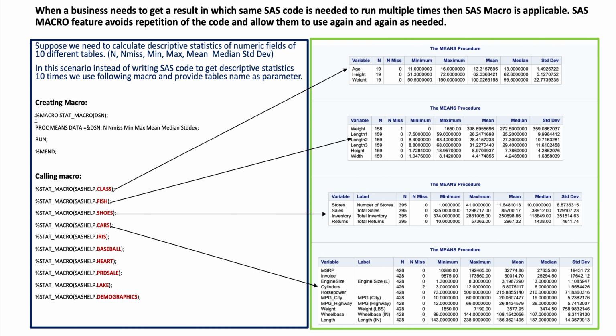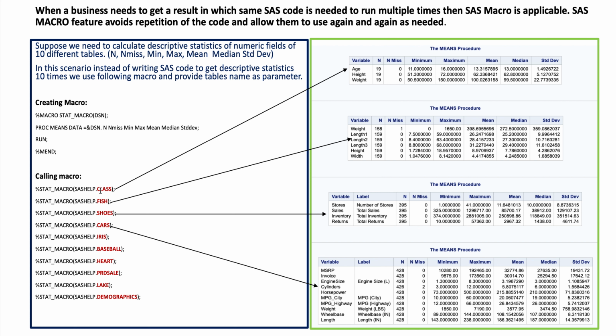After that, we have to run this code. After a successful run, we are ready to use the macro code. Second step is calling the macro. To call the macro, we start with % and the macro name, stat_macro, and inside the parentheses we have to provide the value of the macro variable. The macro variable name is DSN and its value is SASHELP.CLASS. This is the first table.